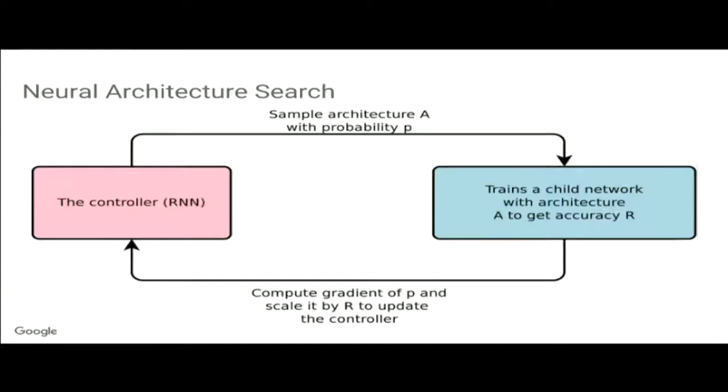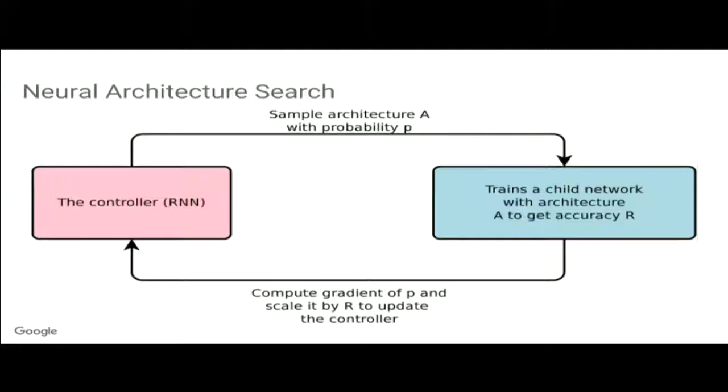And then after we get the accuracy, we compute the gradient with respect to P, and then just scale it by R. We use policy gradient to train it, and then we update the controller parameter. And then we basically run this. In actuality, every time we sample like 10 strings or something like that, right? And then we gather evidence about these 10 strings, and we update the controller and so on and so forth.